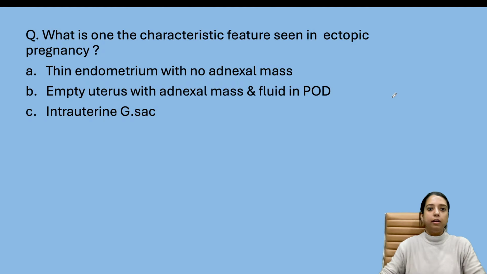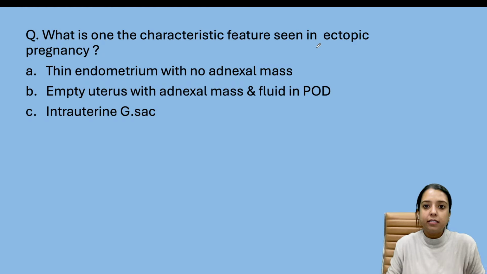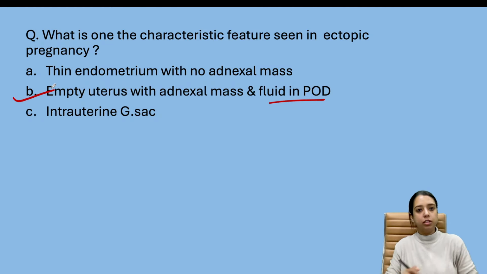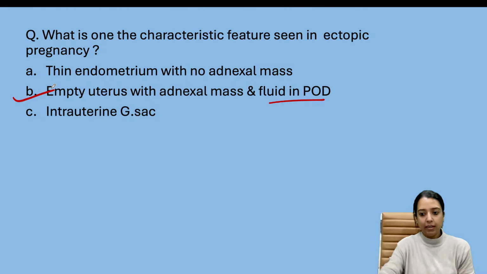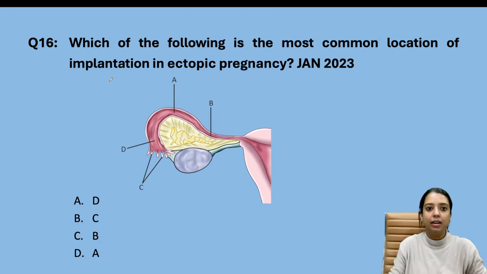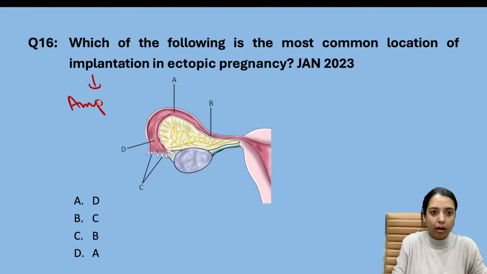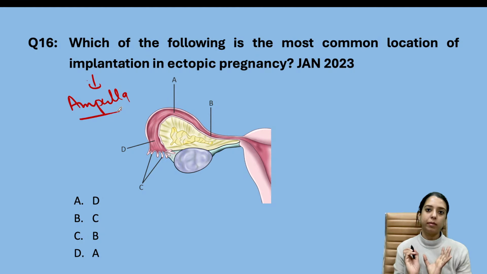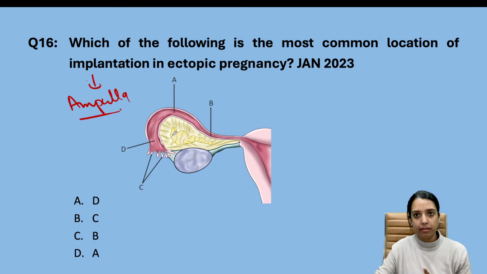ठीक है? Now, what is the one characteristic feature seen in ectopic pregnancy? Thin endometrium with no mass, empty uterus with adnexal mass, and fluid. Why does fluid come? Sometimes because of rupture, the fluid comes in pouch of Douglas. ठीक है? Which of the following is the most common location of implantation in ectopic? Most common location is tubes, and in tubes the most common location is ampulla, where the fertilization happens. जहाँ fertilization हुआ वहीं पे it has stopped, it has implanted. It is the most common site. ठीक है? Fertilization, so A.